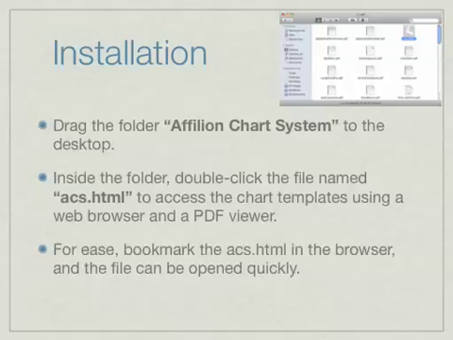To install the system, simply drag the folder labeled Affilion Chart System to the desktop or any easy-to-find location on the computer. Inside the folder, double-click the file acs.html. This will load a web page allowing users to select the desired template as well as other useful documents such as DKA treatment pathway and template admission orders. For the charts to display, you may need to install PDF viewing software, although this is typically pre-installed on most computers.